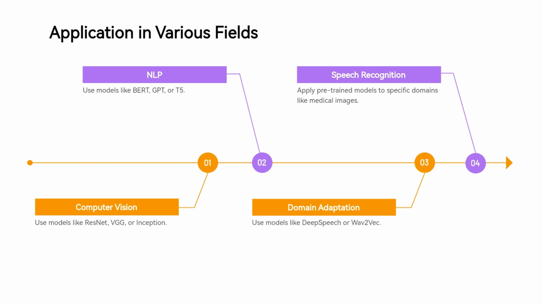For speech recognition, pre-trained models like DeepSpeech or Wav2Vec can be used and adapted for transcription tasks. Domain adaptation is another critical area, where a pre-trained model can be applied to domain-specific tasks, such as analyzing medical images. This ensures that the model retains relevant features learned during pre-training. Choosing the right pre-trained model depends on the task at hand and the domain you're working in.